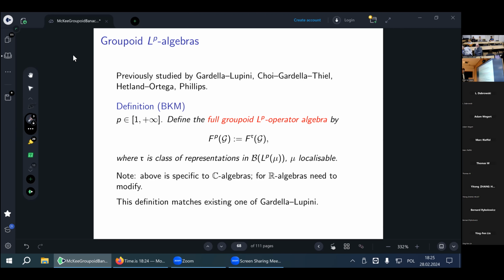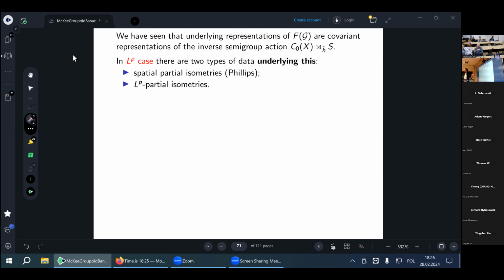But in the LP case, there's a couple of different things you can do. Let's give this definition of partial isometry. What you could do is just copy the definition of a partial isometry of Hilbert space and adapt it to the LP case. What we call an LP partial isometry. So how do you make this L2 construction? It's on the next slide. Okay. But first I'll tell you about these.